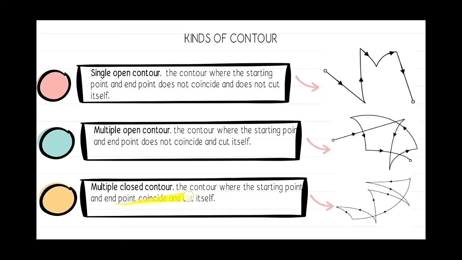And the next is multiple closed contour. The contour where the starting point here and also the endpoint coincide, you can see at this figure, and cuts itself. So this contour is called multiple closed contour.